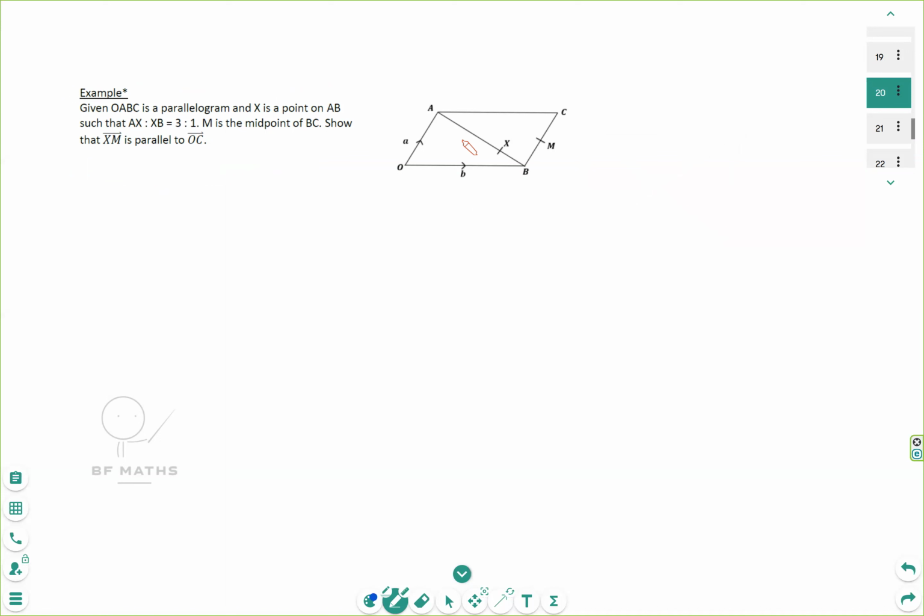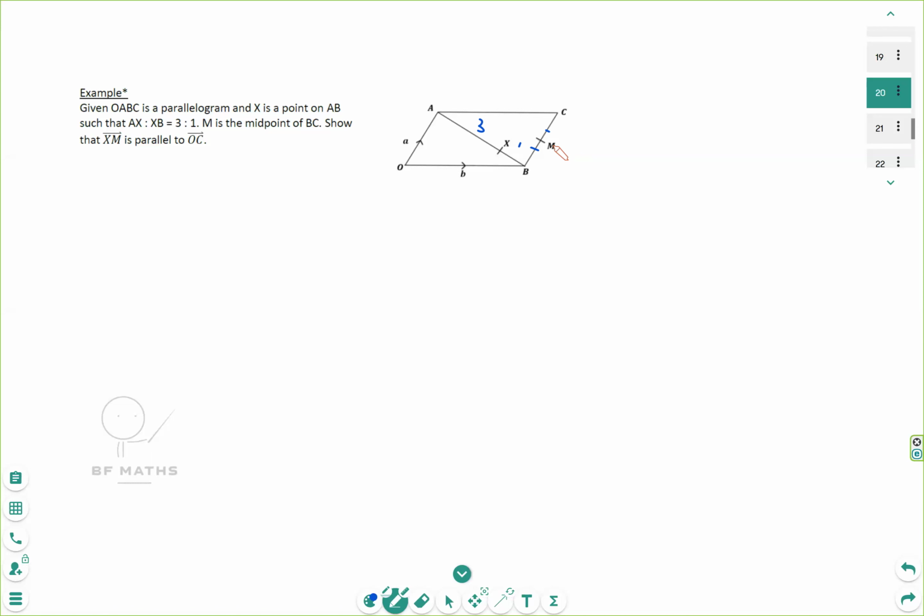Right, example 1 star. Given OABC, if you don't know how to draw the diagram, the letters must go in a clockwise direction. So if O is here, then A must be here. Actually, I don't know why I drew it like this. Sorry, maybe it was my mistake. But in an exam question, usually you don't have to draw your own diagram. So given OABC is a parallelogram, where X is a point on AB such that AX to XB is 3 to 1, and M is the midpoint of BC, show that XM is parallel to OC.